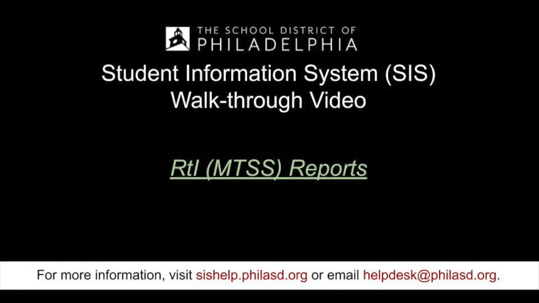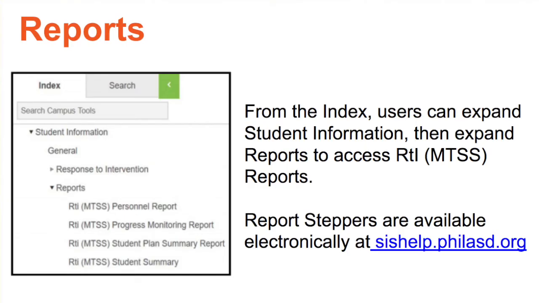Reports. The Student Information System currently includes several custom reports to support the RTI process in schools. Users with access to RTI can generate these reports by navigating to the index, expanding Student Information, then expanding Reports. The portfolio of RTI reports will be available here. Detailed report steppers are available on the SIS Help website.